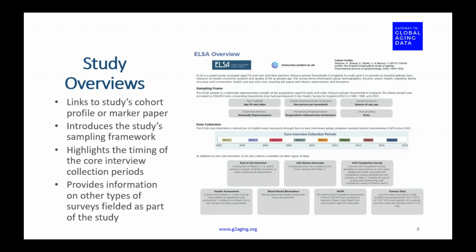So you can see here under data collection, we've got the core interview collection periods. So for ELSA, wave one began just a little bit after 2000, inside of 2002, and there's currently 8 waves of data available. And ELSA has a very regular cycle of giving this core interview. That core interview tends to focus on the same questions over and over, so that you can see individual trajectories as someone moves through their life.